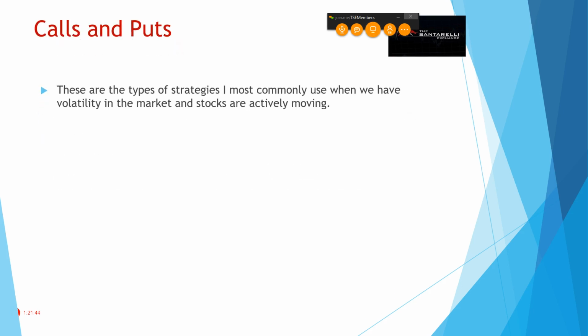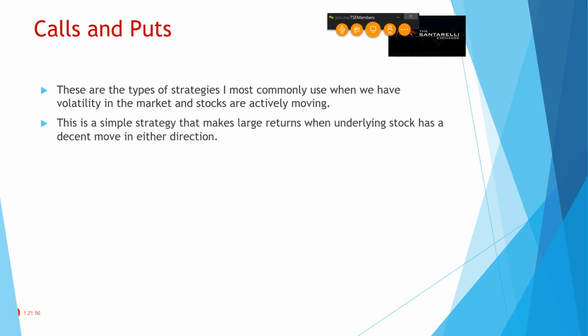Calls and puts. These are the types of strategies that I most commonly use when we have volatility in the market and stocks are actively moving. This is a simple strategy that makes large returns when the underlying stock has a decent move in either direction. If a weekly call moves 1% higher, the option could increase 25 to 100% on a weekly option.